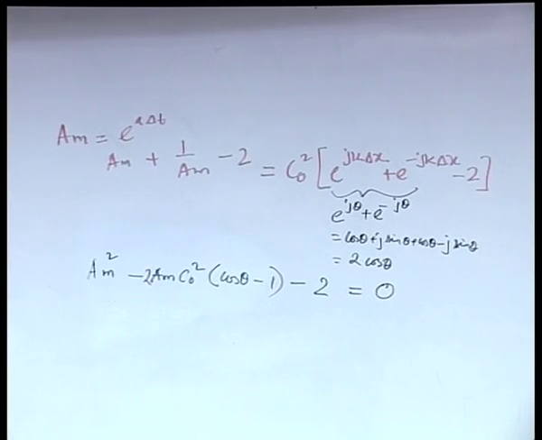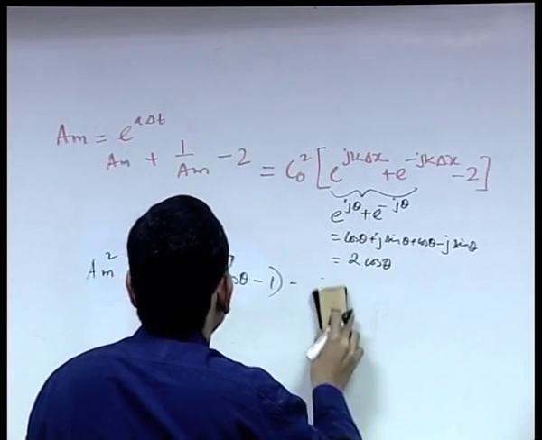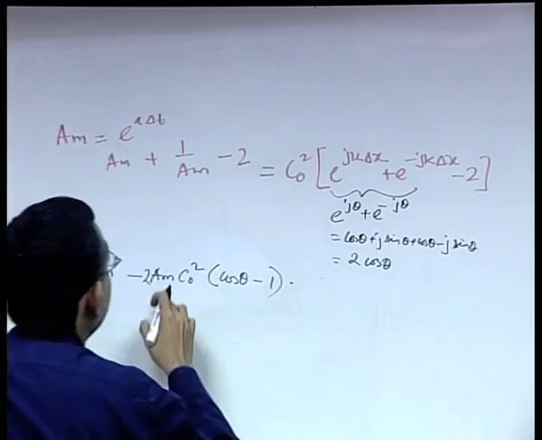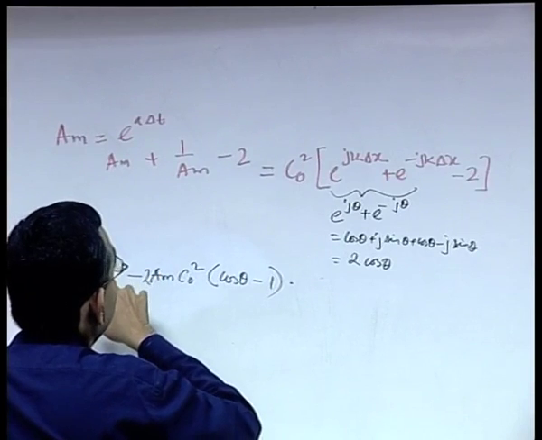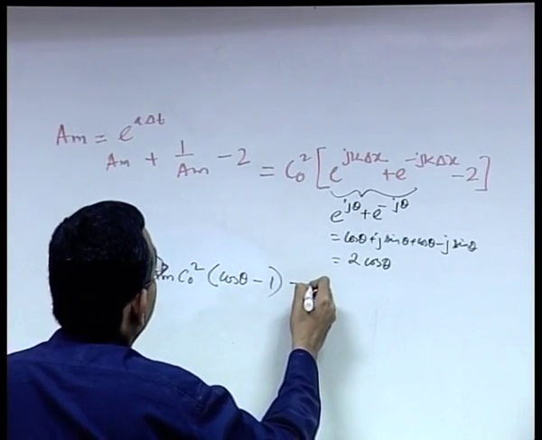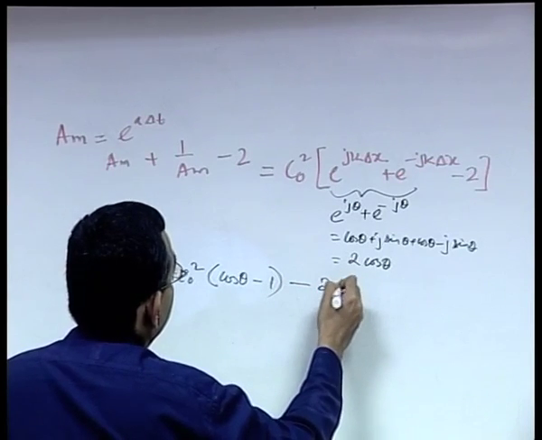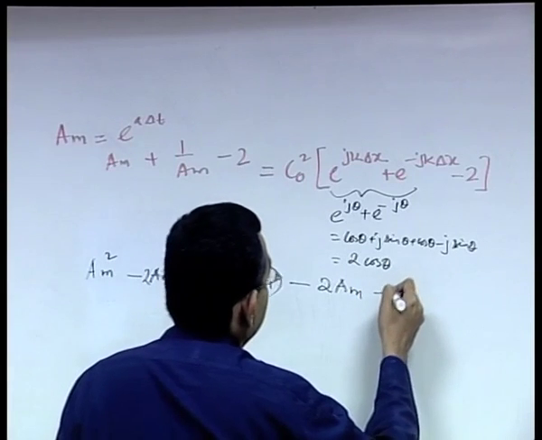Minus 2 into, so 2 into, amplification factor square is there 1, then there is 1 minus 2 times the amplification factor plus 1 equal to 0.